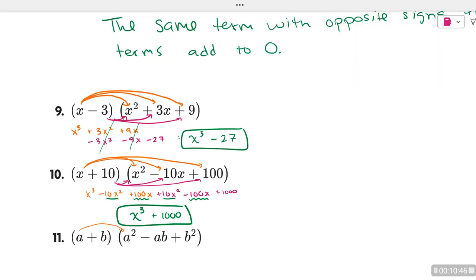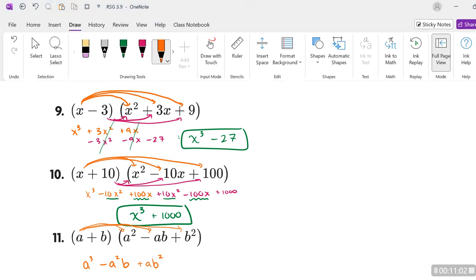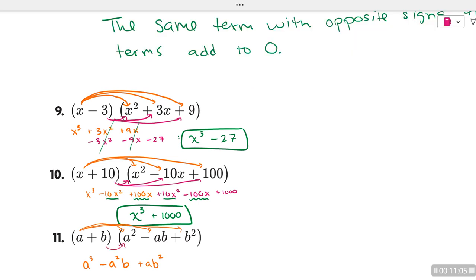So, a times a squared gives us a cubed. A times minus ab gives us negative a squared b. And a times positive b squared gives us positive ab squared. Okay, now if I distribute my b, I get plus a squared b. And then b times negative ab becomes negative ab squared. And then b times b squared gives us plus b cubed.